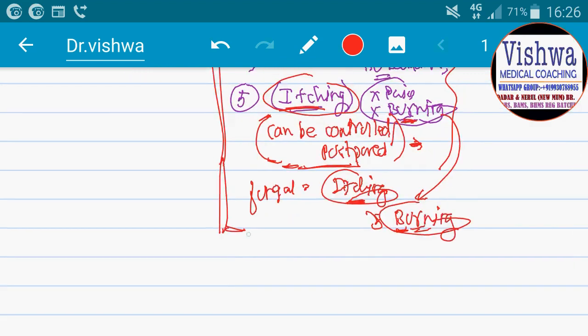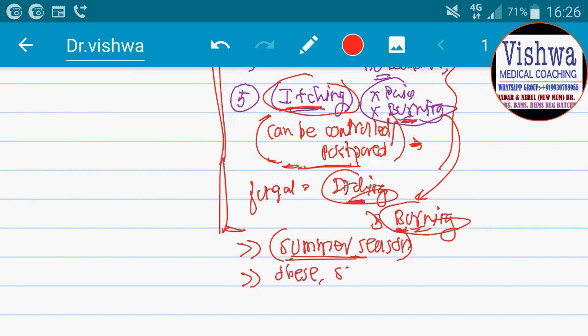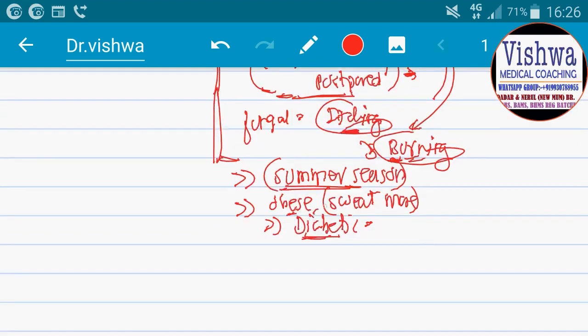So in this case, it is more common in which season? It is more common in the summer season because of the sweat. It is more common in whom? It is more common in obese people because they sweat more. It is also more common in diabetics. It is also more common in those who are taking steroids, or are immunocompromised.